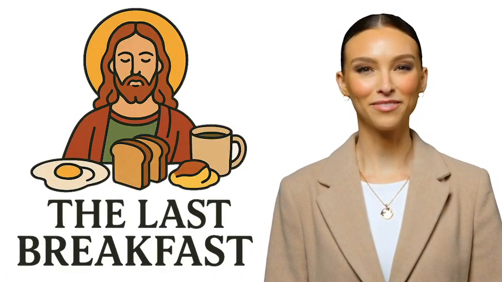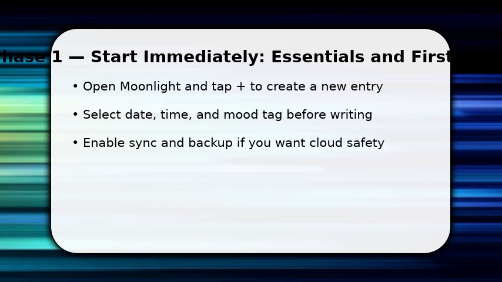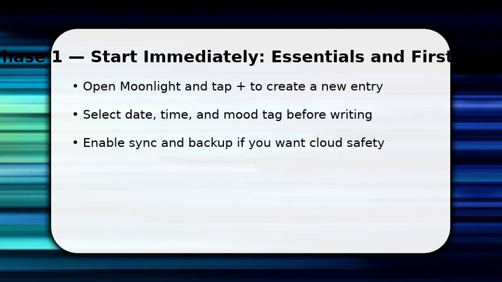Please enjoy the video. You begin by opening Moonlight and creating a new entry. Choose the date and tap the mood tag so context is recorded. Next, type a clear title and a short summary line. This makes later search faster.